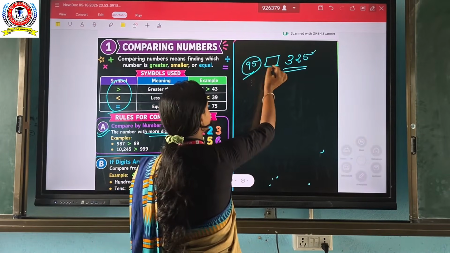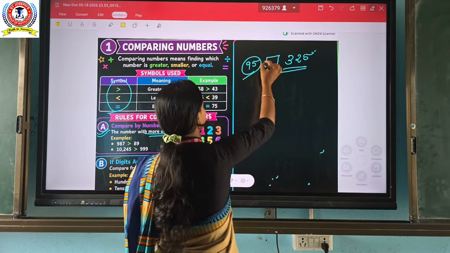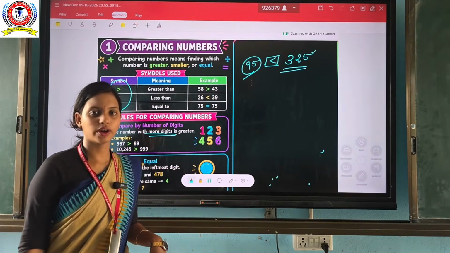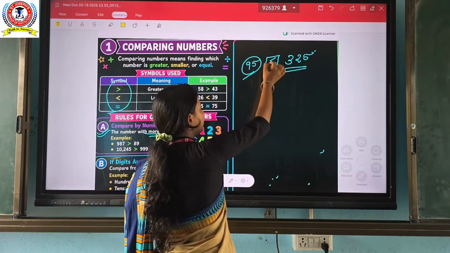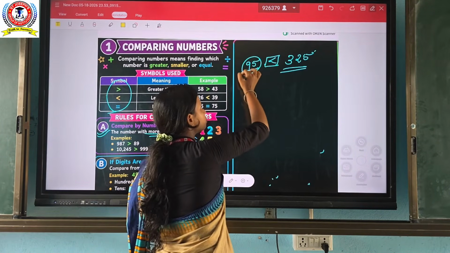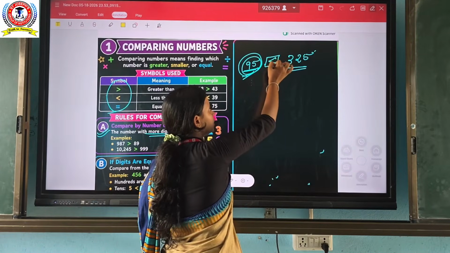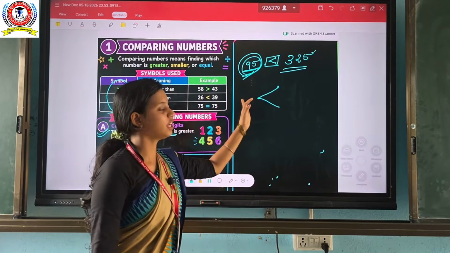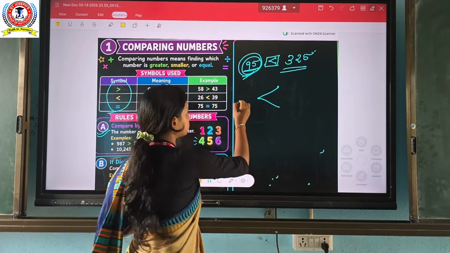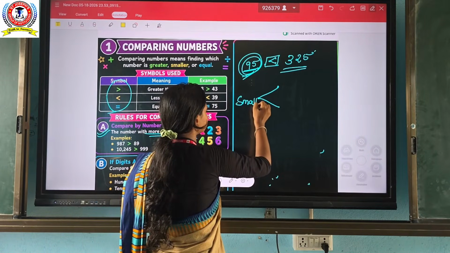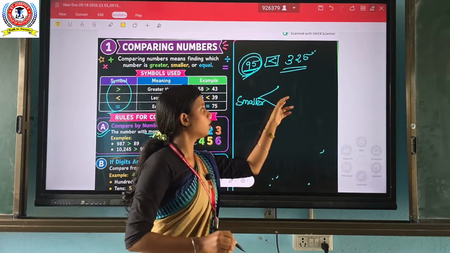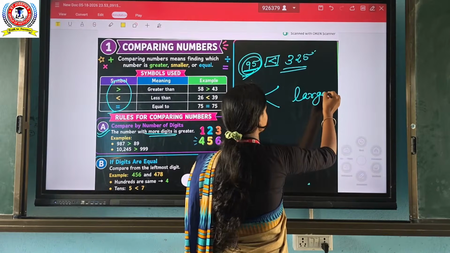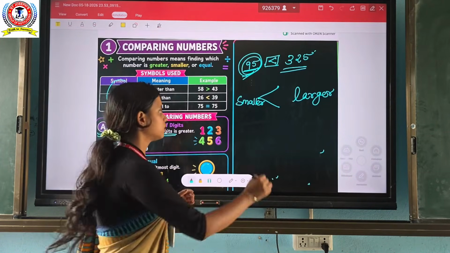So we can put here 95 is less than 325. The closed side is always pointing towards the smaller one, and the open side is always pointing towards the larger one. Is it clear?